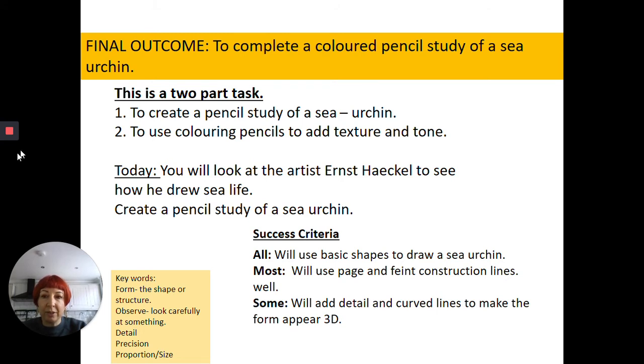Some of the keywords that you will find me using in today's lesson, you can see on the left hand side of the screen, are form. When we talk about form, we're referring to the shape or structure of the sea urchin. I'll also be using the word observe quite a lot, where I want you to look carefully at the original image. We'll be looking at the detail. We're thinking about precision and proportion and size.